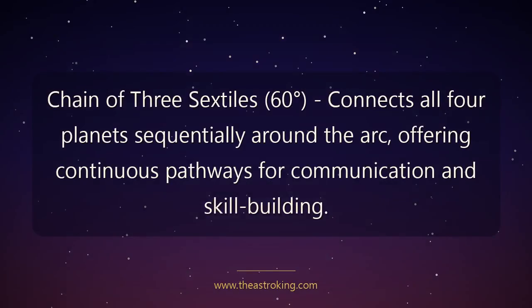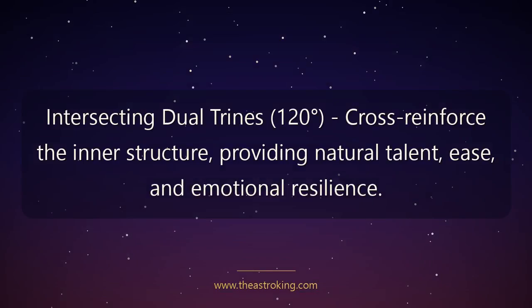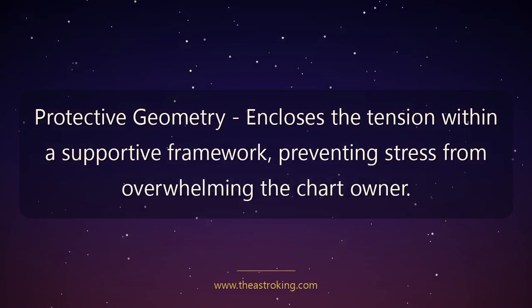Chain of 3 sextiles, 60 degrees, connects all 4 planets sequentially around the arc, offering continuous pathways for communication and skill building. Intersecting dual trines, 120 degrees, cross-reinforce the inner structure, providing natural talent, ease, and emotional resilience. Protective geometry encloses the tension within a supportive framework, preventing stress from overwhelming the chart owner.